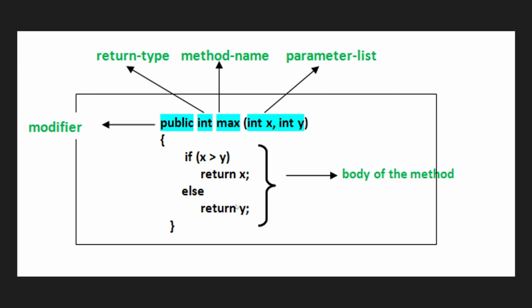Or return y, because if x is not the largest number, then y must be the largest number. Well, this method actually has the small mistake that if these numbers are equal to each other, then it will return y even though x is just as large. But let's try to see how we could do this in the code editor.